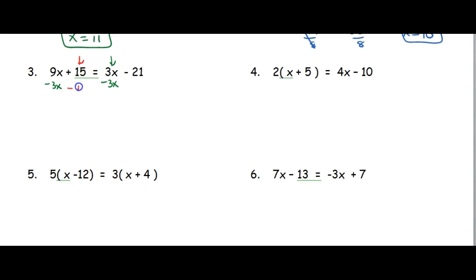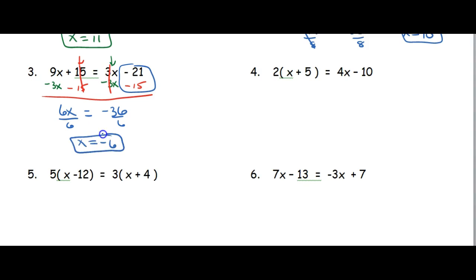Since it's linked by addition, I'm going to subtract it. What's the like term I line it up under on the right side? The negative 21. Now, these 15s will eliminate, and these 3x's will eliminate. 9x minus 3x will give me 6x equals. When I combine these, I have to keep track of the signs. Negative 21 minus 15 gives me negative 36. Now, I divide by 6, and I get x is equal to negative 6.